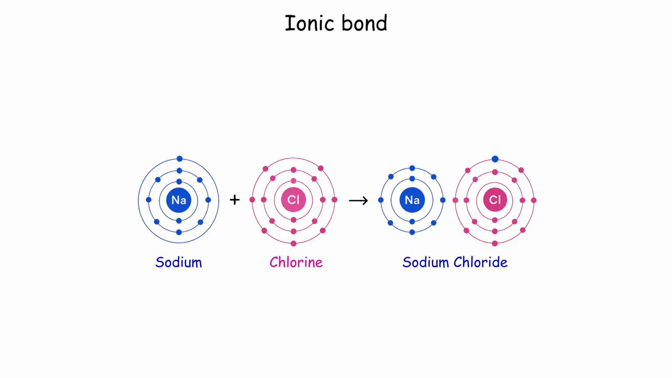And finally, for ionic bonds, a classic example is sodium chloride. Sodium readily loses an electron, while chlorine readily gains one. The resulting sodium and chloride ions are held together by electrostatic attraction.